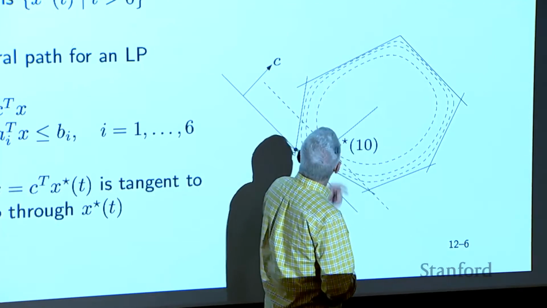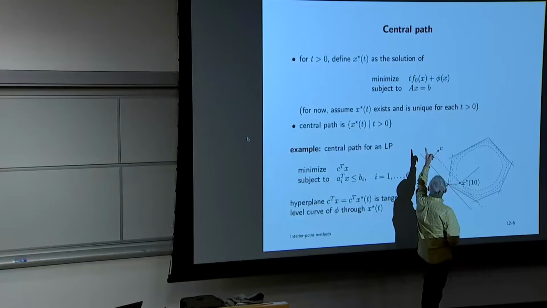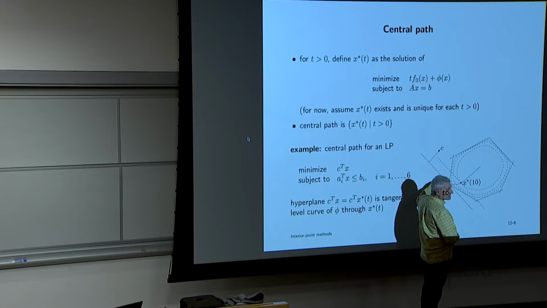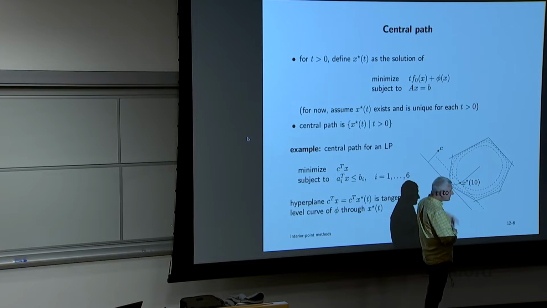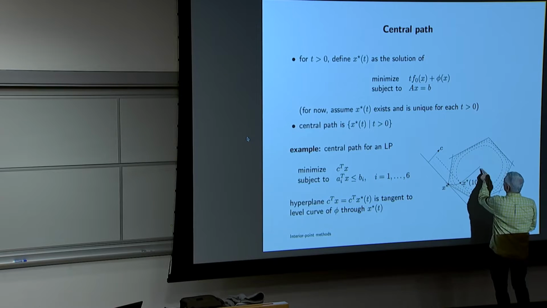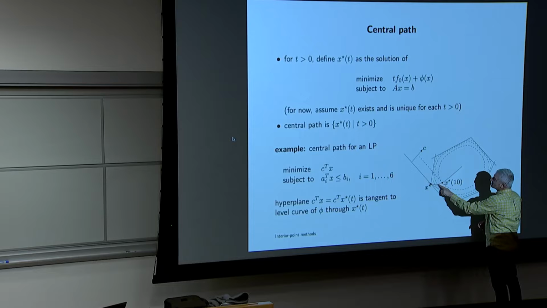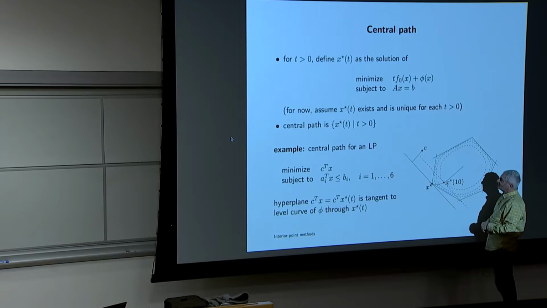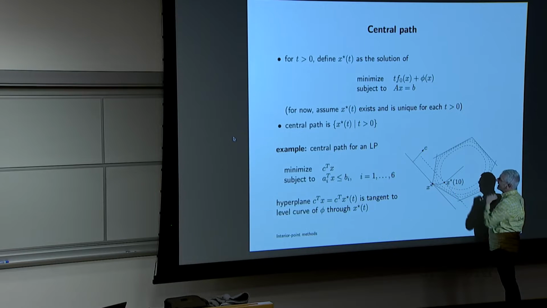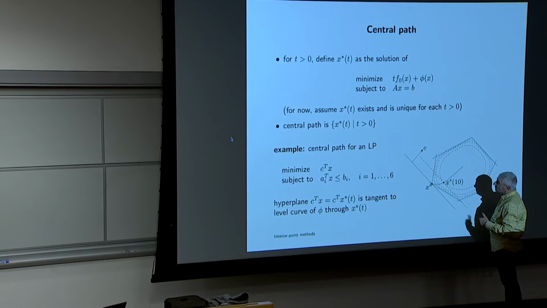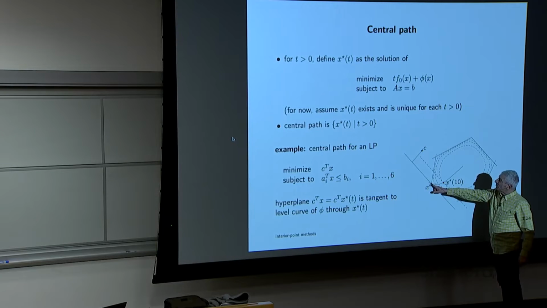Now as t gets bigger and bigger, I'm bringing in t c transpose x because that's the objective here, and what happens is it moves along here, and you can actually work out exactly what happens. When I choose t equals 10, this is the optimal point.